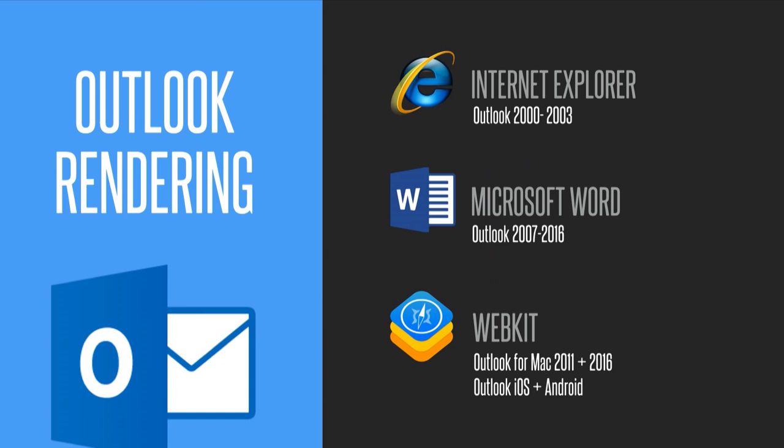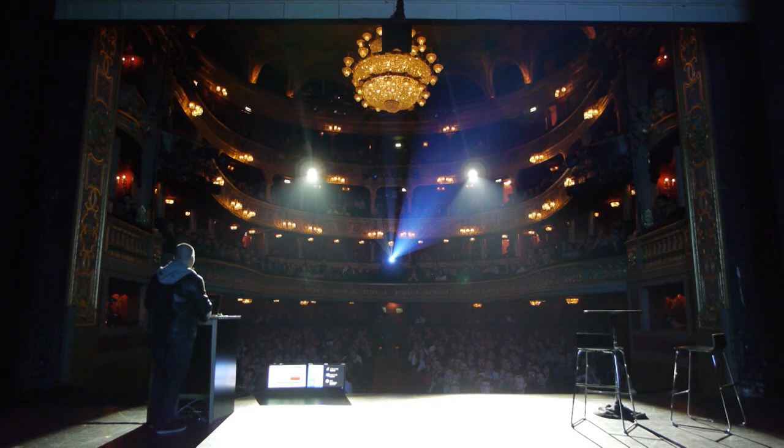So for Outlook, the basics for those of you who don't know, and for anybody who didn't clap when they asked who hasn't built an HTML email, watch out, they might hyperventilate about this. Outlook 2000 to 2003 uses Internet Explorer, whichever version was installed on the machine, so we're typically talking Internet Explorer 6 or 7.